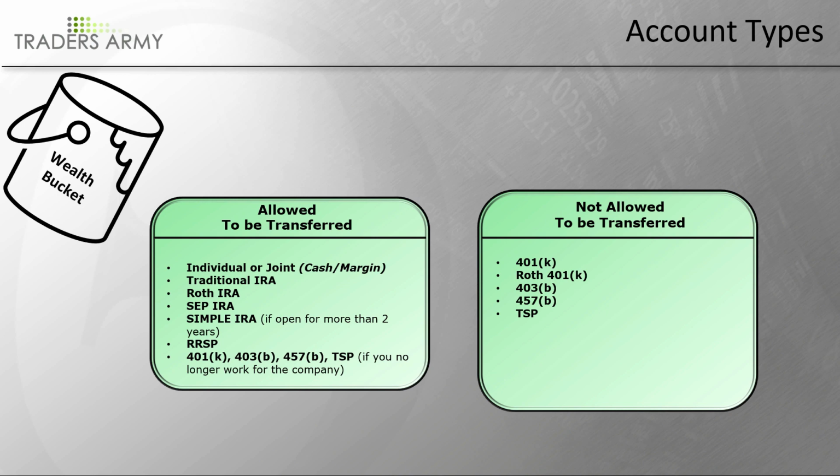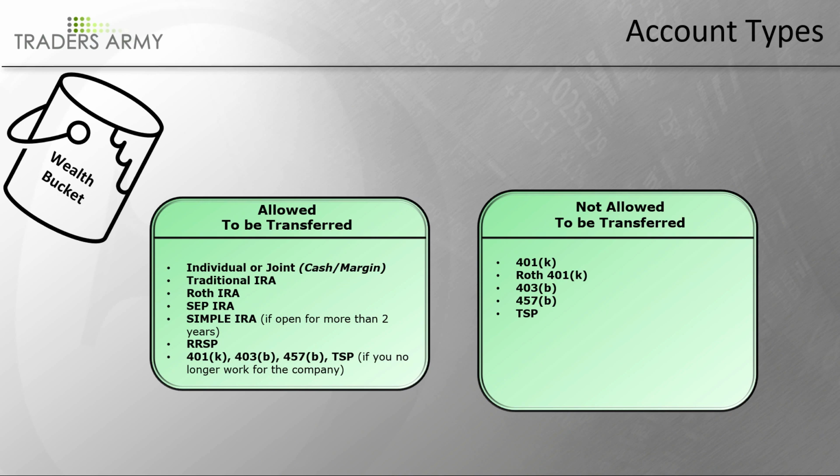Now, in IRAs, traditional, Roth, SEP, simple, any of those IRAs or RRSPs, you can typically transfer those from one brokerage to the other. Same thing with a 401k, 403b, 457, if you no longer work for the company, right? So you'll notice that 401k, 403b, 457, they show up under allowed to be transferred and not allowed to be transferred. Typically, if you still work for a company that is making some sort of a contribution, you are not allowed to transfer those assets out of that brokerage or that custodian into another.